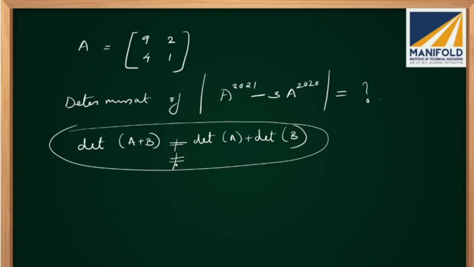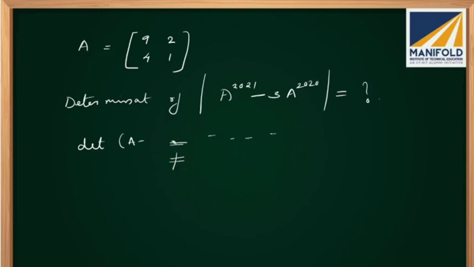Okay, so I'll try to solve it now. Okay, let us see how it comes. So that is one thing you should keep in mind. Determinant of A plus B is not equal to determinant of A plus determinant of B. Okay, now see, I have this particular matrix A raised to 2021 minus 3 times A raised to 2020. I can always take A raised to 2020 as common in these two parts.